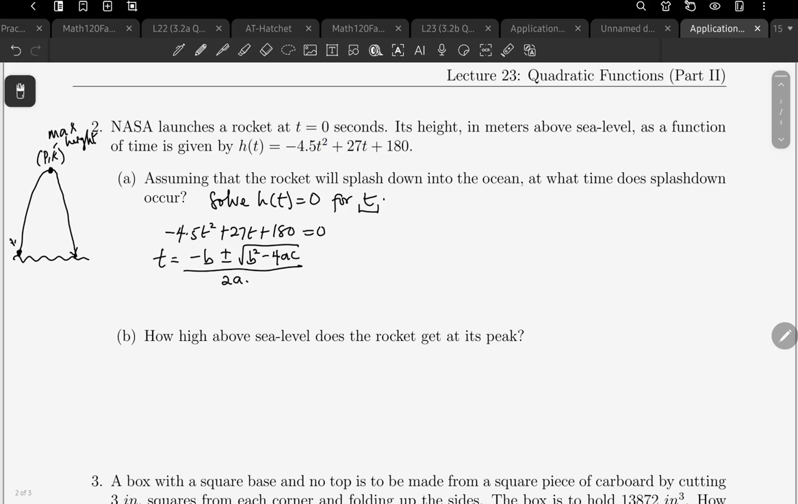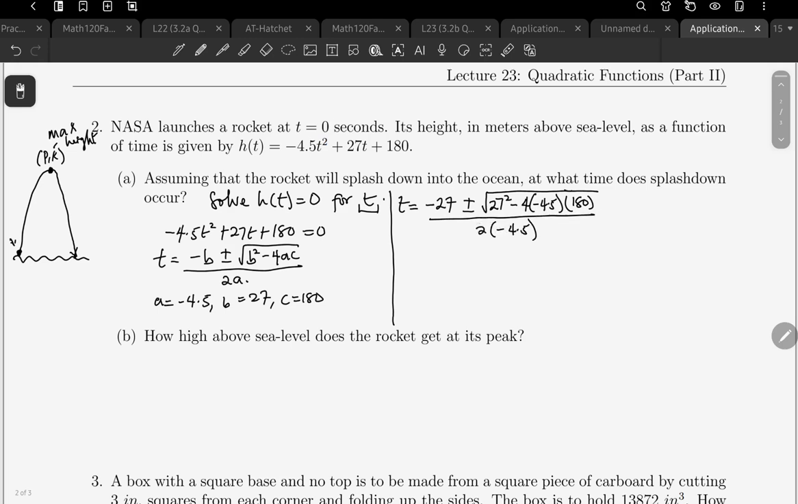So we need to identify our a, b, and c. As usual, a is negative 4.5, b is 27, and c is 180. So we put that into the quadratic formula to get our t. So t is equal to negative of 27, because b is 27, plus or minus the square root of 27 squared minus 4 times negative 4.5 times c, which is 180 in this case, all over 2 times negative 4.5.